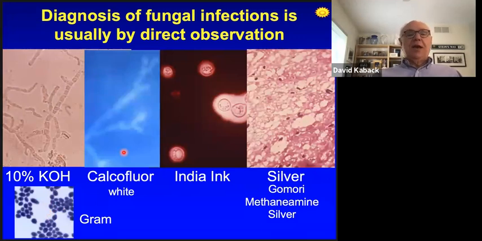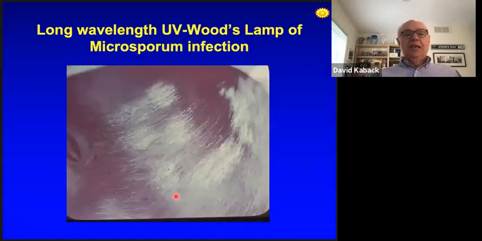Okay, another way of observing fungal infections is that a number of fungi, particularly Microsporum, fluoresce under ultraviolet light. So a dermatologist might have in his office a long wavelength ultraviolet light called a Wood's lamp, and he'll shine a light on a kid who he suspects has ringworm of the scalp, and the scalp will show fluorescent spots where the infection is on the scalp.